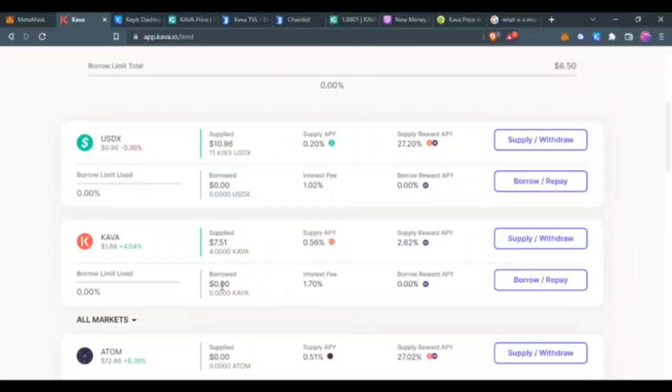So we now have $7.51 or 4 shares of Kava supplied. We haven't borrowed any funds because we're not looking to borrow just yet. All we want to do is just set up these seeds that are going to start paying us out, or bearing fruit, monetary fruit back to us slowly but surely, especially when we're at prices where the market is at extreme lows. Because now you're looking at the upside potential that you have for when the market does recover.